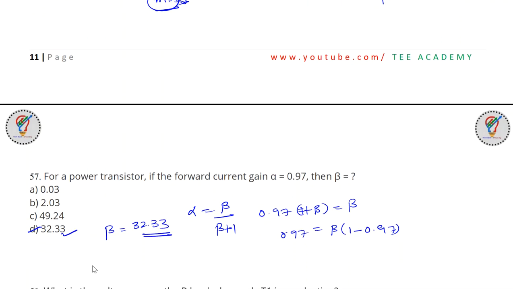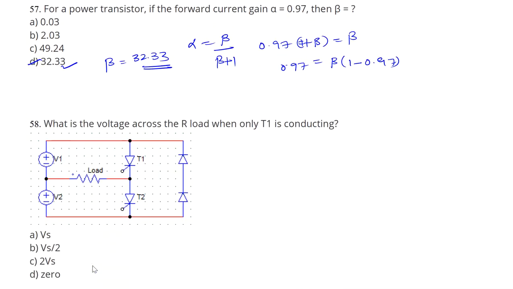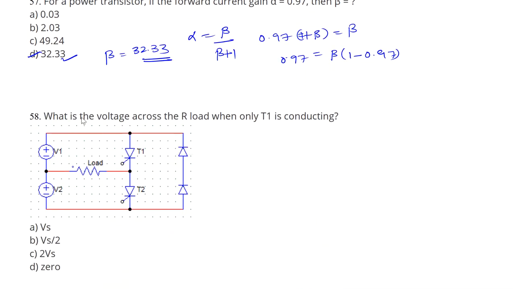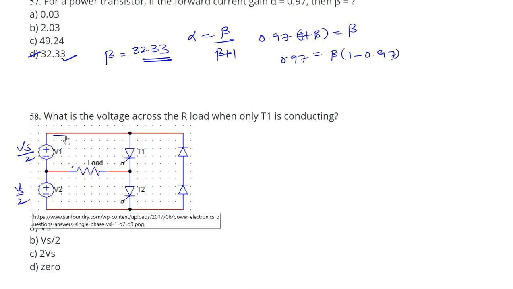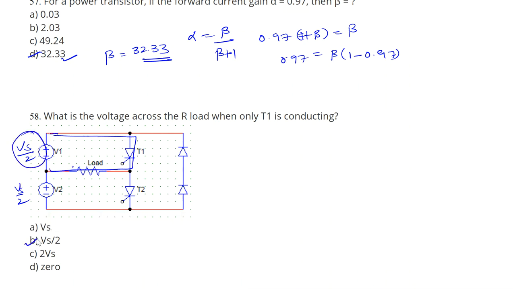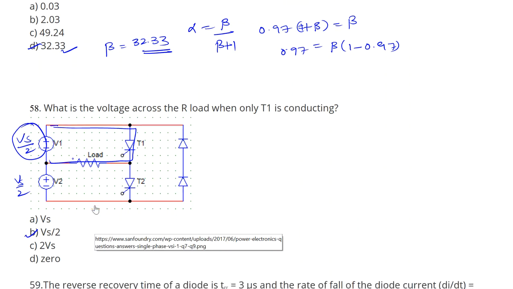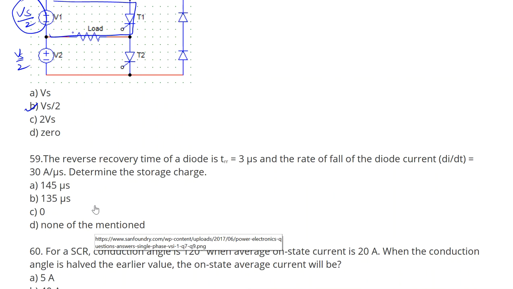Okay, next one. In this problem, what is the voltage across the R load when the T1 is conducting? So here V1 is nothing but Vs by 2 and V2 is also Vs by 2. When the T1 is conducting like this, whatever voltage appears here is going to be Vs by 2, which is the right answer. Okay, and we'll move forward. Next one.